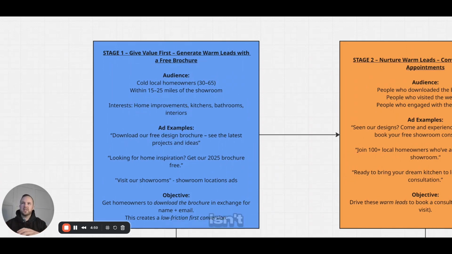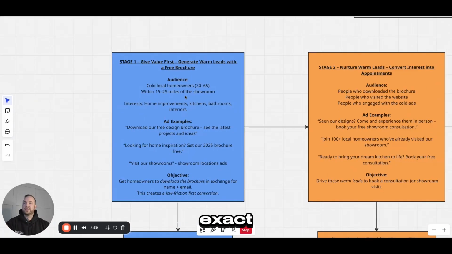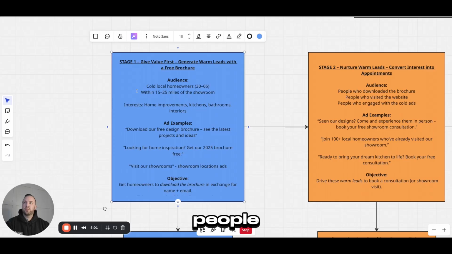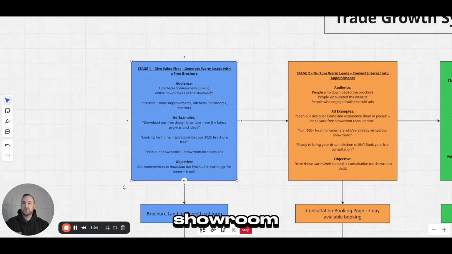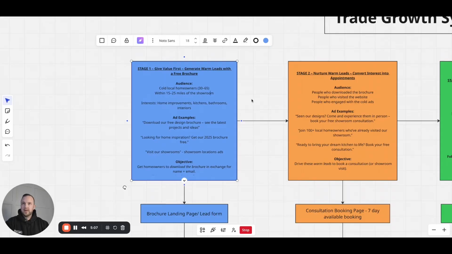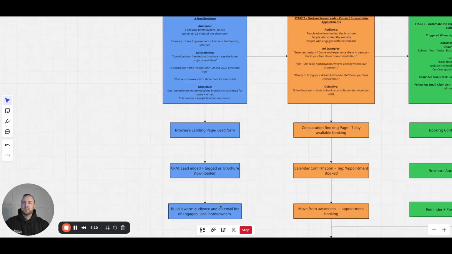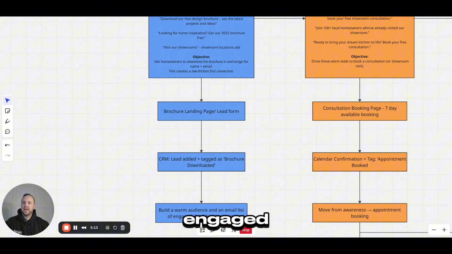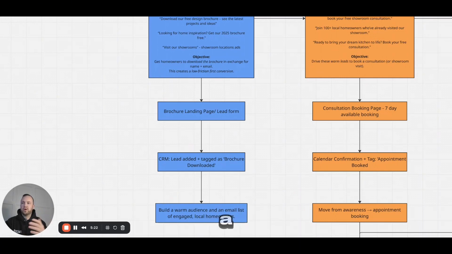Now, this isn't exclusive to kitchen showrooms, for example. This can be applied across any trade business, but the theory behind it is the exact same. So what we're doing here is looking to target people within 15 to 25 miles of the showroom. So these are very local people. And this is why this will create engaged local homeowners, basically, because they become aware of your brand, they become aware of your business. We will also show them a lot of other content as well, testimonials, etc. And this really helps build the trust and the credibility of your business within that market.